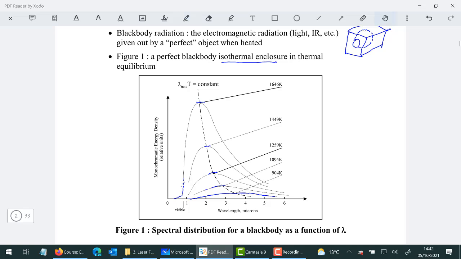So the temperature is related to the shape of that curve and the total area under the curve, and also the peak of the curve, where the peak occurs. So that wavelength lambda max times the temperature in Kelvin is equal to a constant. So for any given temperature, you can work out where the peak of the curve is going to be.